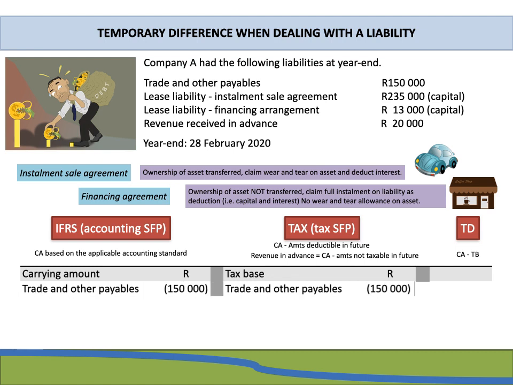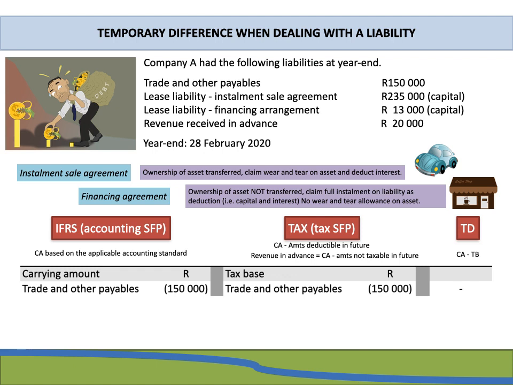Now, when it comes to trade and other payables, no amounts will be deductible in future because all expenses that are related to those trade and other payables would have already been claimed in the year that they were incurred. So if there's a balance for trade and other payables, it has already been deducted for tax purposes unless you are specifically informed otherwise in the question. The temporary difference is the carrying amount less the tax base, and as these two amounts are the same, your temporary difference will be zero.